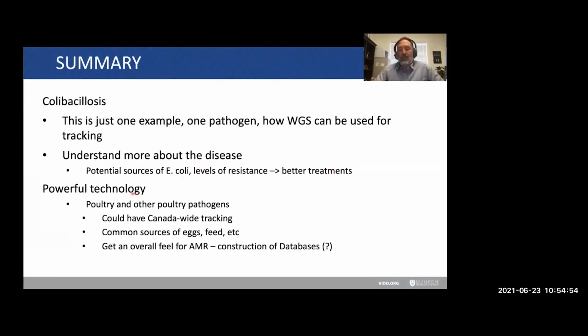So for poultry in general and other poultry pathogens, we could have Canada-wide tracking. We know in many provinces there are common sources of eggs and feed, and other points of entry into a farm. And the other part is, could we get an overall feel for the antimicrobial resistance that exists within the E. coli strains on farms? And this can lead to the construction of databases.